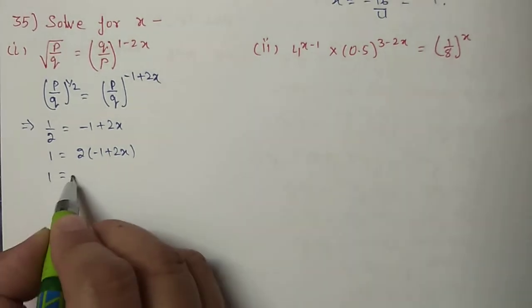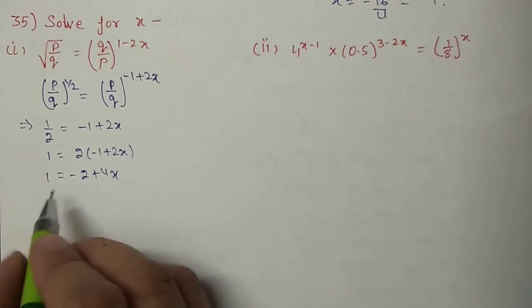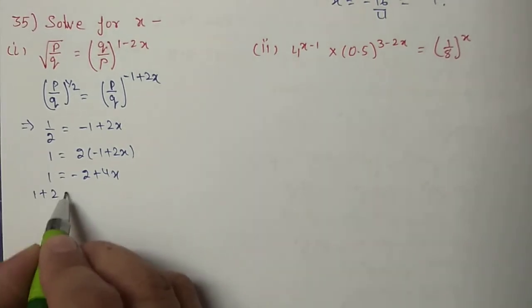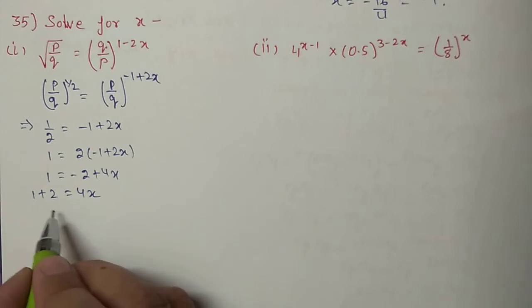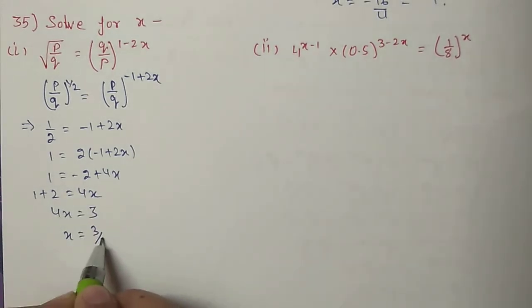So 1 is equal to minus 2 plus 4x, or you can write 1 plus 2 is equal to 4x. 4x is equal to 3. x is equal to 3 by 4.